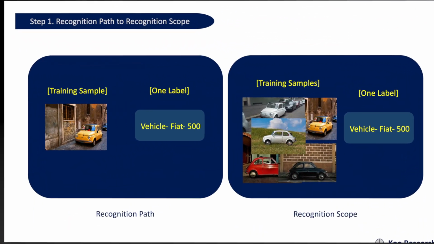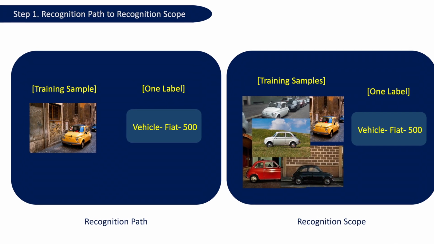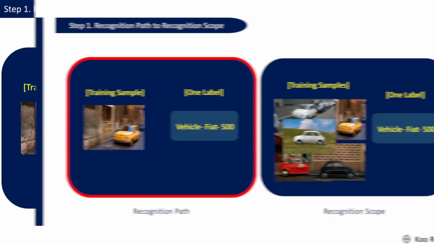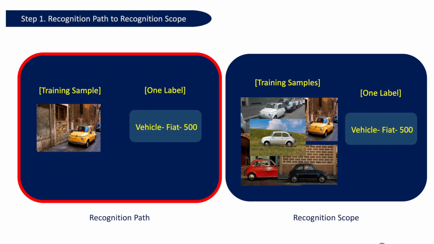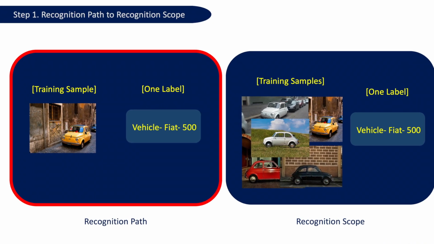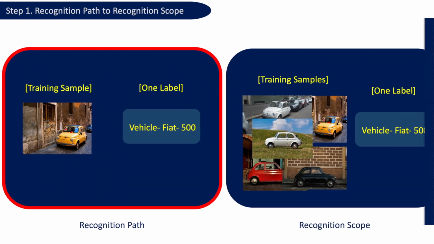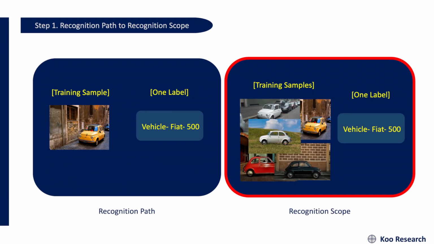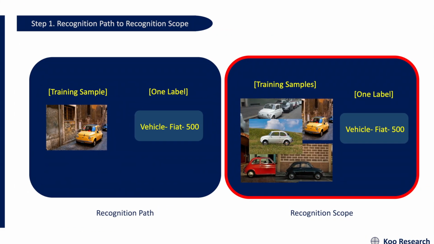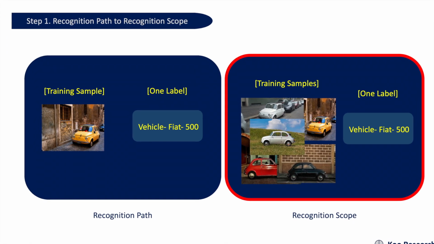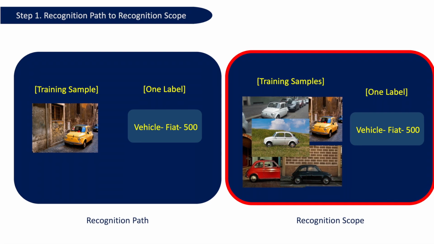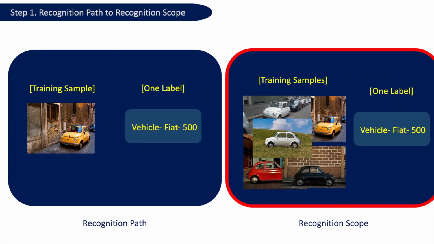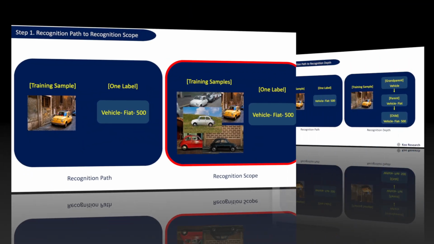Step 1. Recognition path to recognition scope. To specify the enhancement of initial intelligence, I consider a one-to-one mapping of one label to one sample as the fundamental recognition path. This figure illustrates how repetitively mapping similar samples to the same label reinforces a recognition path, expanding the recognition scope from one-to-one to n-to-1 as more training samples accumulate over time.